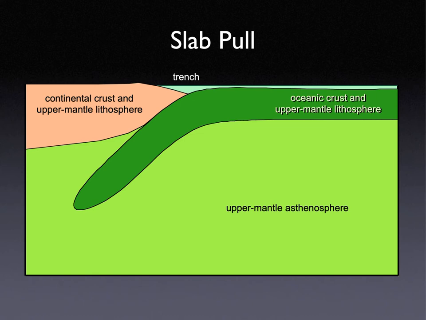So let's look at some of the possible mechanisms for moving a plate. One of them is called slab pull. Here we've got a piece of lithosphere with oceanic crust on top and upper mantle lithosphere below. To the left, we've got a piece of lithosphere that has continental crust on top and upper mantle lithosphere below. And a little bit of color here up at the top, this is the ocean water. The deepest part of the oceans is found in places that we call trenches, like the Marianas Trench. That's because the oceanic plate is dipping down and subducting, and where it bends to go down, you have basically a hole, a trench, a deep spot on the surface of the Earth.